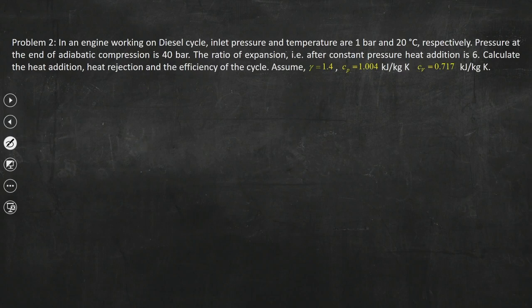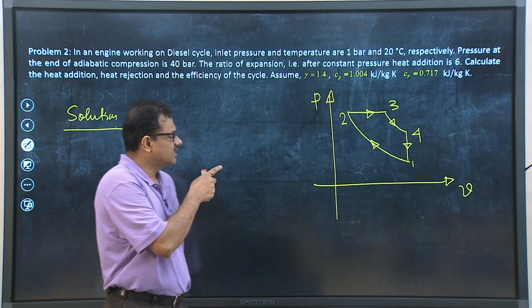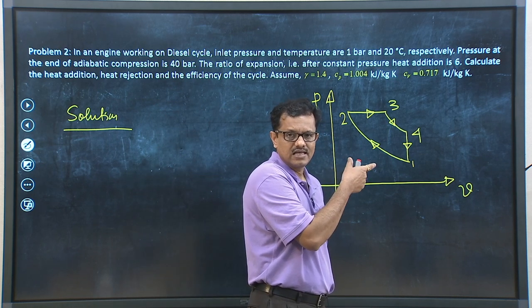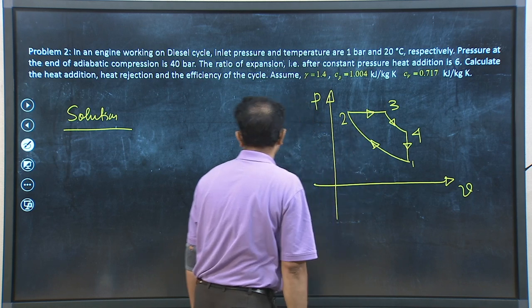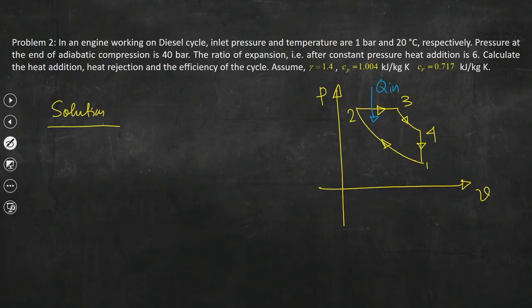So, go to the statement. Again, if we start solving this problem, we need to map the processes in PV plane. And processes are like this. So, this is 1, 2, 3, 4. You can see the difference between the SI and CI engines. Here the heat addition is at constant pressure instead of constant volume. So, this is Q in and this is Q out.